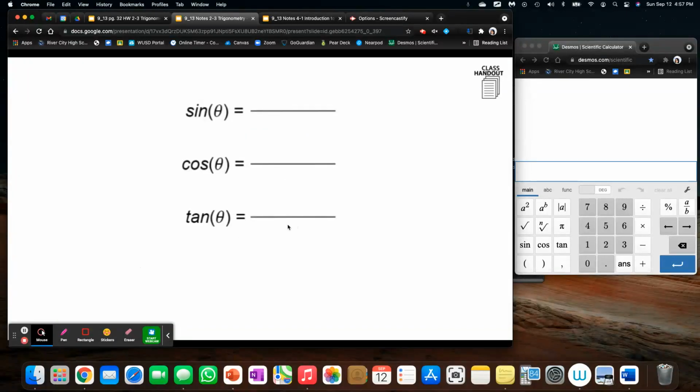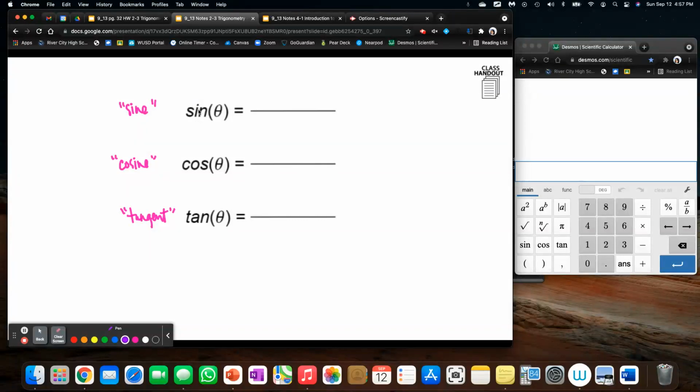Now that we know how to label our sides, let's introduce the trig ratios that we're going to use. The three trig ratios are sine, cosine, and tangent. For short, it's SIN, COS, and TAN. Those are three trig ratios, and they basically describe the relationship between two sides.